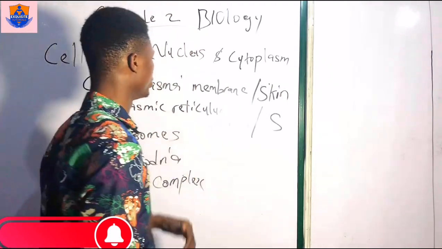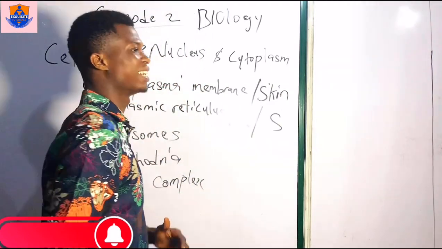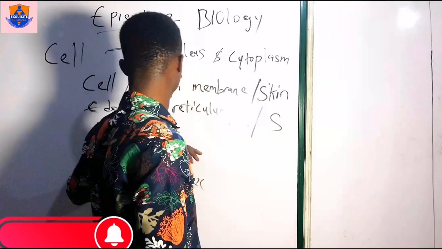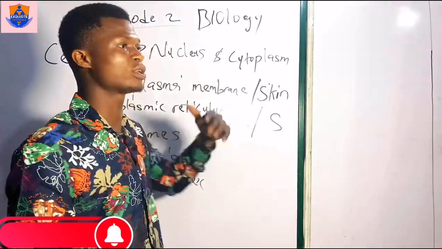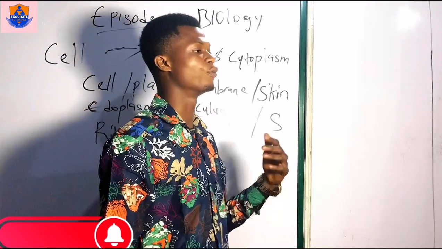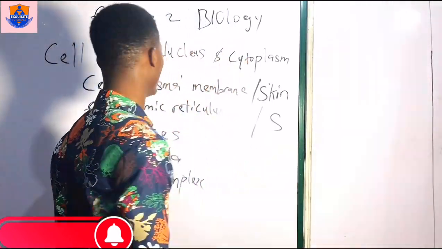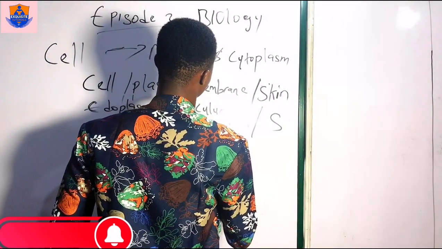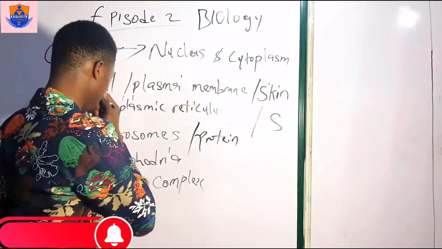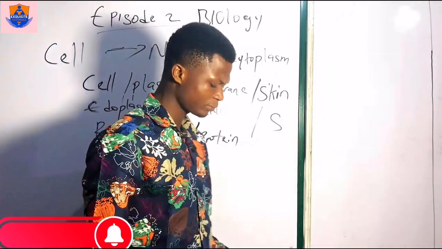Now let's talk about the ribosomes. The ribosomes are the site for protein synthesis. That is the place where proteins are being made or formed in the body of the cell. So this one is responsible for protein synthesis. Protein, remember.